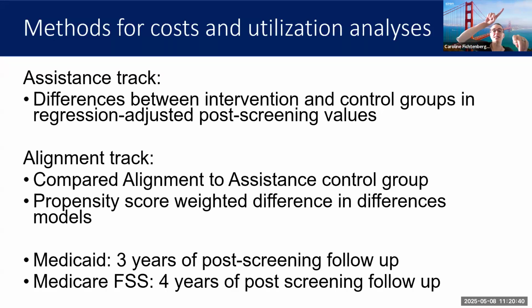And here what they're doing is they're saying, what was the change over time for the alignment group? What was the change over time in the assistance control group? And what's the difference between the two? And in terms of the number of years post screening that was looked at, for Medicaid, it was 3 years, and for Medicare, it was 4 years.